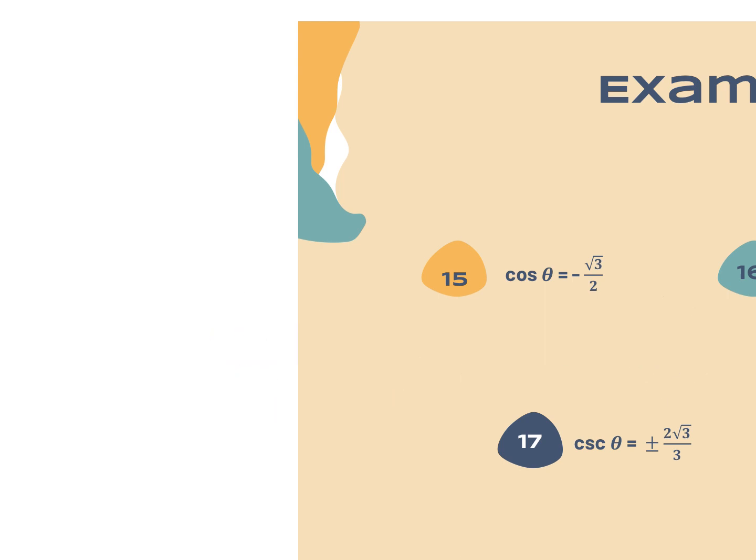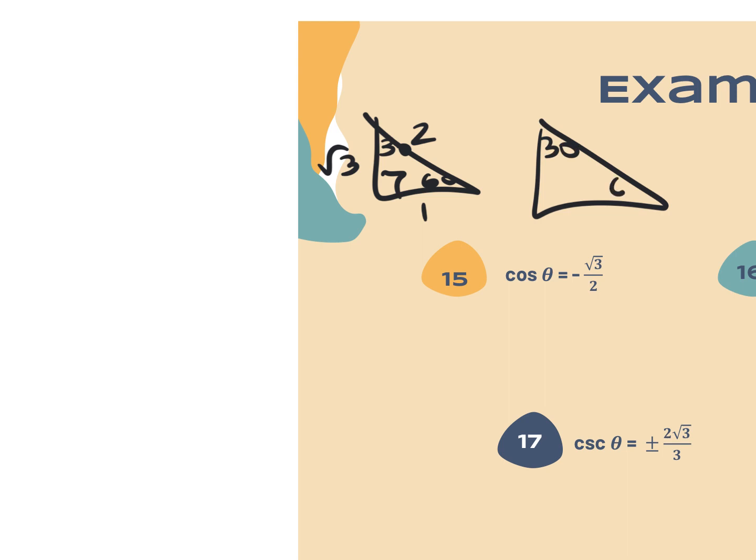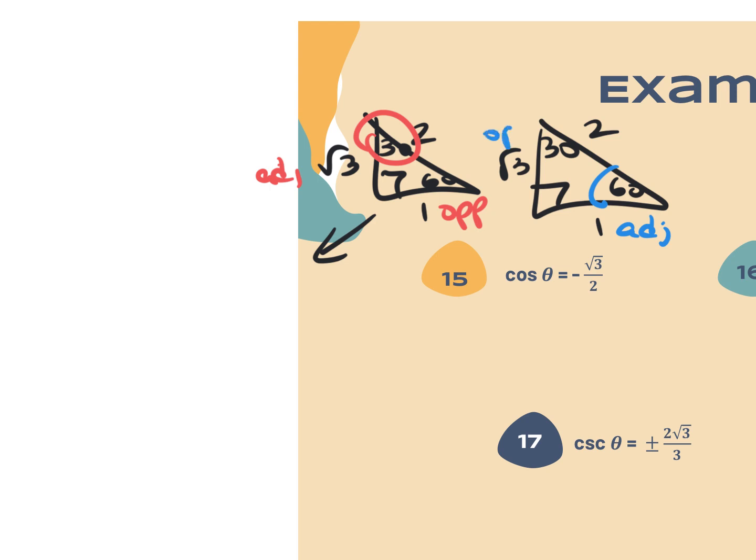So here are my pictures again. 30, 60. So this is 1, root 3, 2. So when I label my sides off of the 30, this is opposite, adjacent. Then when I do it off of the 60, this is now adjacent, this is opposite. This is still hypotenuse on both.